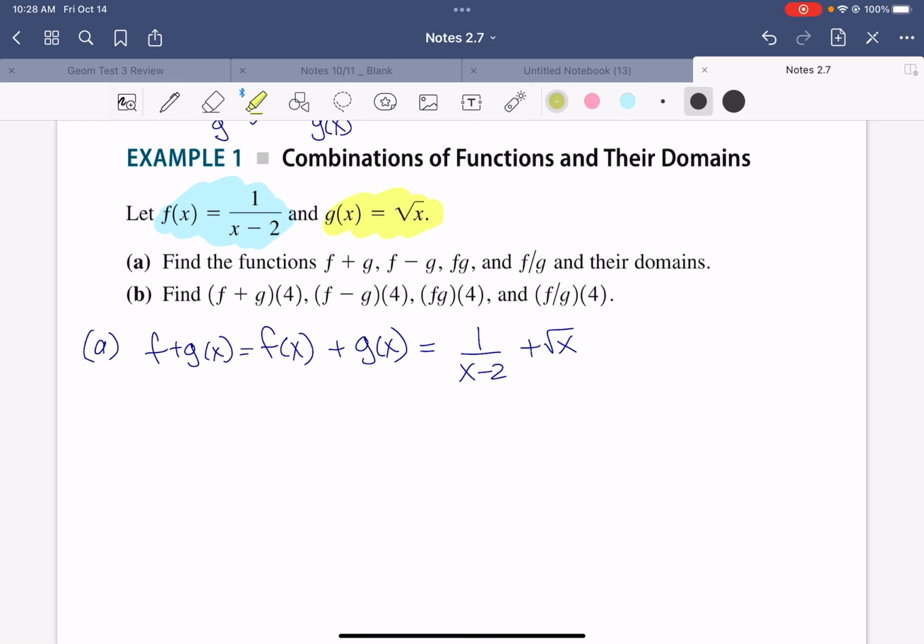So what do we worry about with respect to domain? Well, for this thing, x cannot be 2 for this piece. And for this piece, x has got to be greater than or equal to 0. So anything that I plug into this function, which is made up of two pieces, the inputs have to make sense in this piece and in this piece. So in other words, your x's cannot be equal to 2, so it can be anything but 2, so there's a hole there.